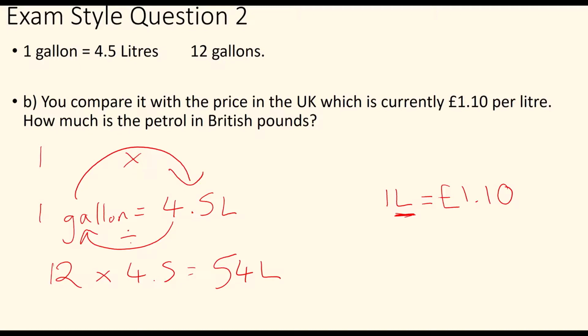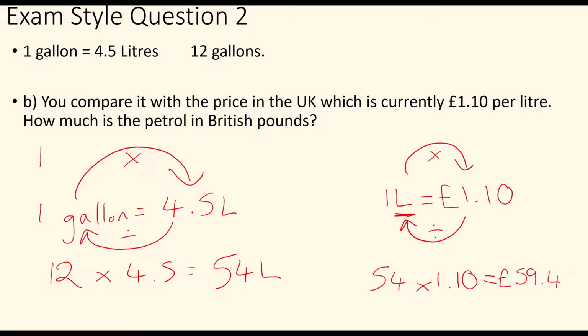So now that we know it's 54 litres, we can find out how much it would cost over here. So 1 litre is £1.10. We want to go from litres to pounds. We're going to times, so 54 times 1.10, which isn't going to be much different. It comes to £59.04, and then a 0 on the end because it's 2 decimal places.